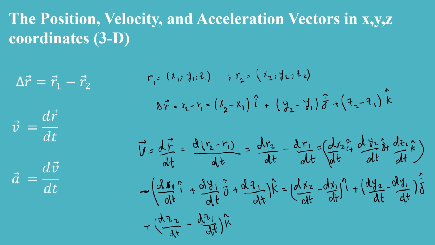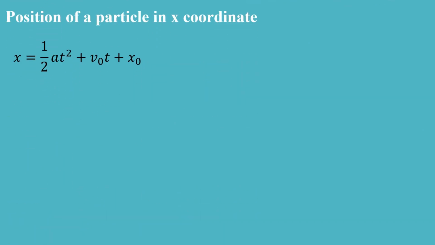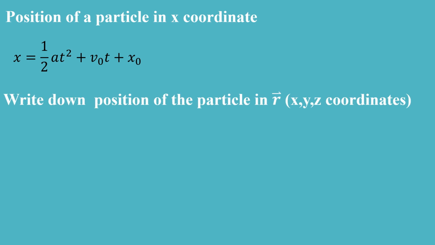Now let me show you how you can write down the equation of motion in three coordinates. So you know the equation of motion in one coordinate, like the x coordinate, is written as this, right? So it depends on the time, acceleration, and velocity. But how about in three coordinates? Like if the particle moves in 3 dimensions, how can you write down the position of the particle? Feel free to pause the video and think about it.